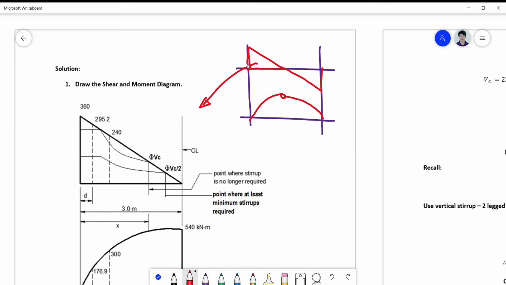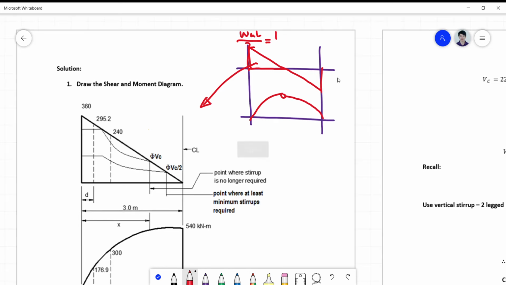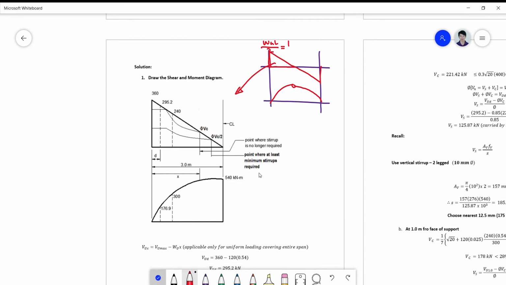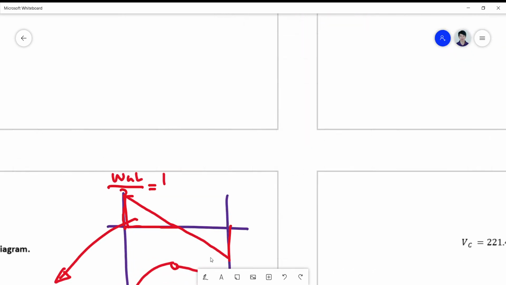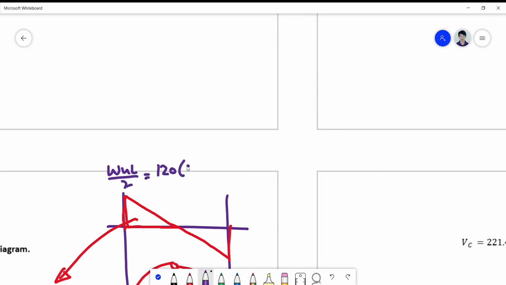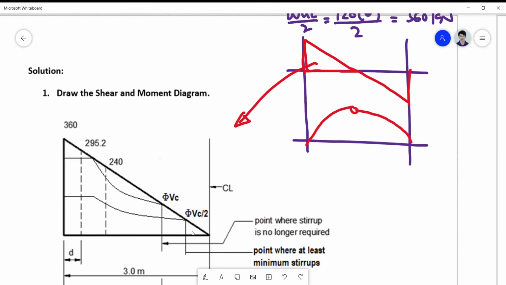The maximum shear here is simply computed on the basis of the reaction, which is WL over 2. So this is simply 120 times 6 divided by 2, which is 360 kilonewton. So your triangle now is just like this one here.